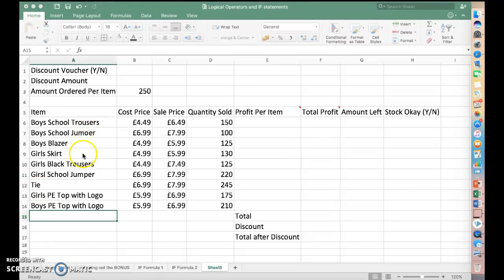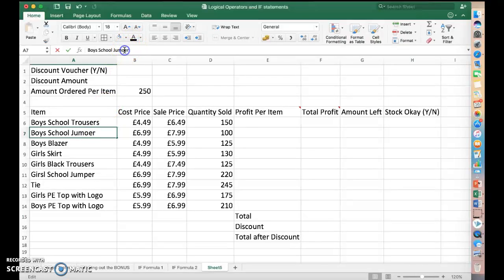So we've got some items down here, and I can already see I've got a typo there. Okay, so I'm going to change that. And we've got all these items of school clothing, and what we're saying is the company that sell these buy one pair of trousers for £4.49 and sell them for £6.49. Okay, they've ordered 250 of every single one into their stock room, and so far they sold 150. So all these over here now we're going to be using for some formulas.